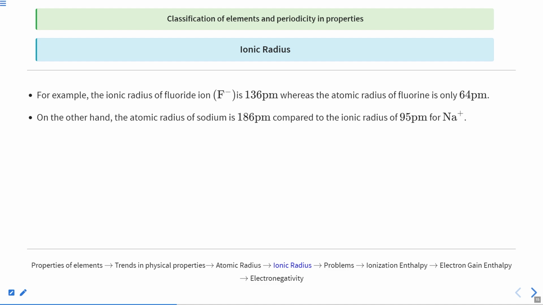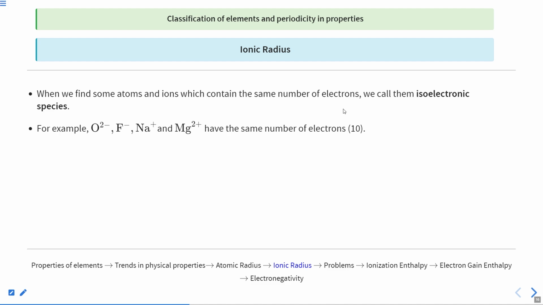On the other hand, if you talk about a cation, the size of the sodium atom is 186 picometer, whereas for the sodium plus ion, this size reduces to 95, again about half. So this is the reason we say that the cation is smaller than the parent atom, whereas the anion is greater than the parent atom.